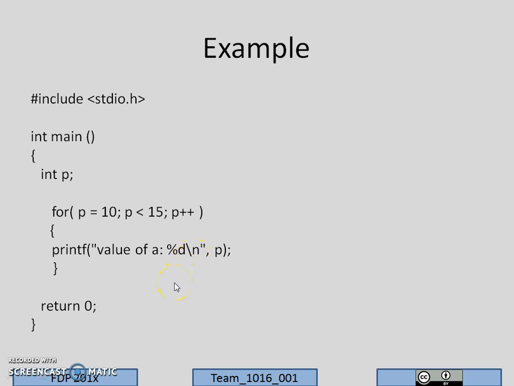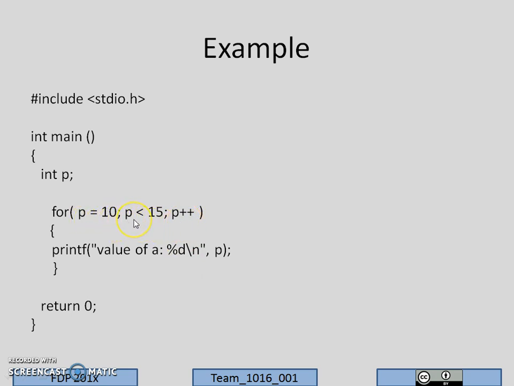So pause for some time and write down your answer here. What will be the output of this program? Now continue. See, starting is from 10. So it will check whether 10 is less than 15. Yes. So display that 10. Increment it by 1. It becomes 11.